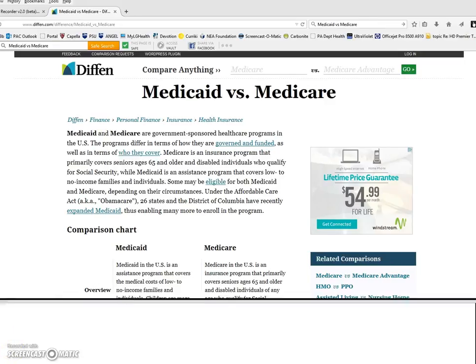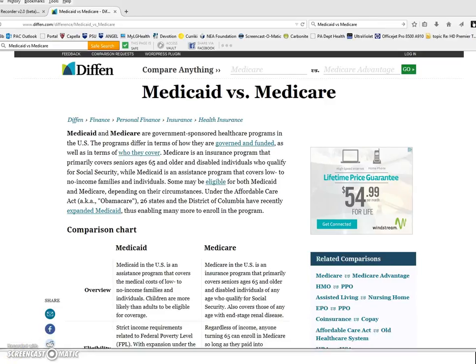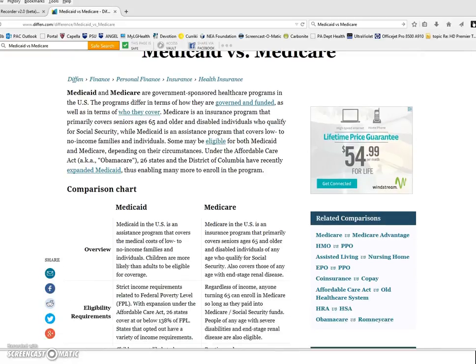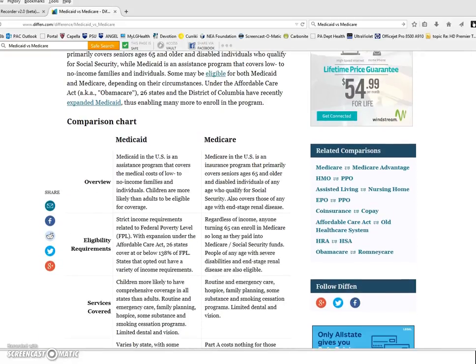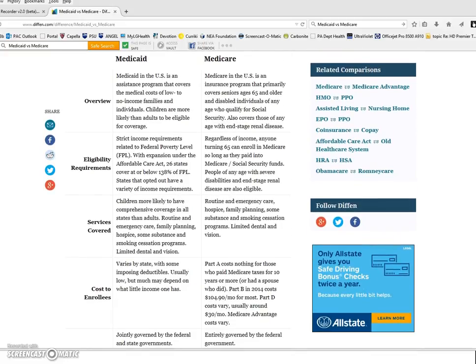And you'll also see below that there is a comparison chart which covers things like we just spoke about, the overview of who they cover, and eligibility requirements. So you'll see, if we keep the header up here for Medicaid, it says strict income requirements related to federal poverty levels.